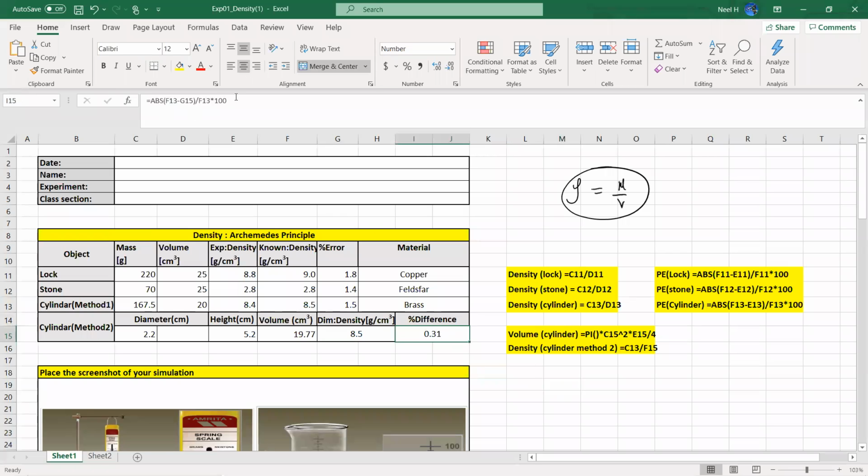Oh, wait. So for the difference, what did you subtract? I missed the numbers. I will write that command down here. Okay, it's going to be the percentage error for the cylinder method 2. Okay.